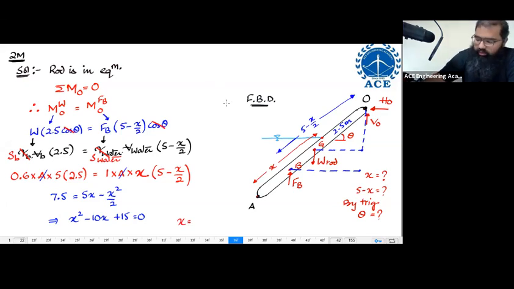Two values I've got, 8.16 and 1.83. For sure 8.16 is wrong, because for an entire length of 5 meters, how can you have 8.16? So the answer of course is 1.83 meters. If 1.83 meters is the answer, then what? Then I'm going to the next slide.